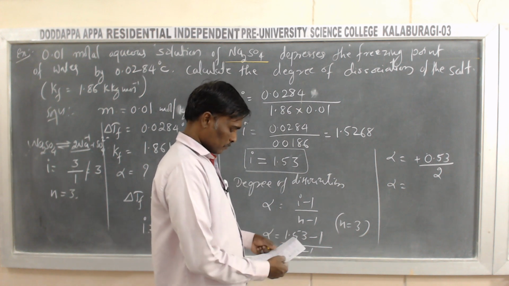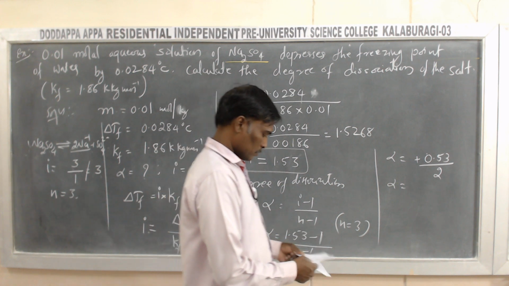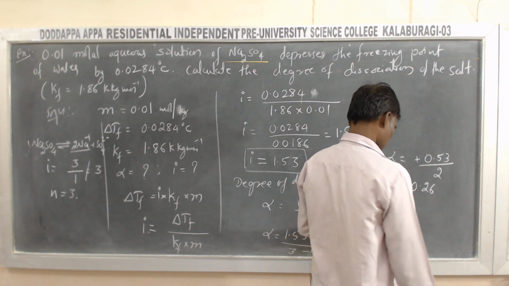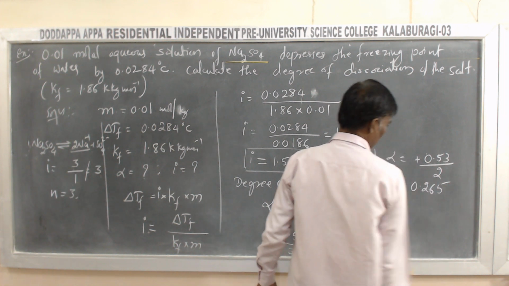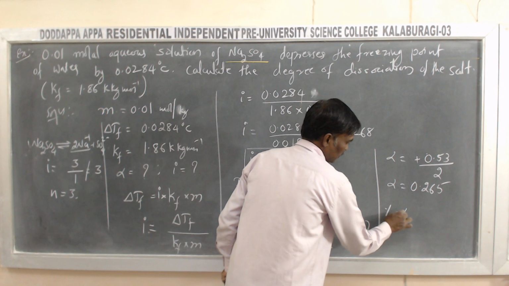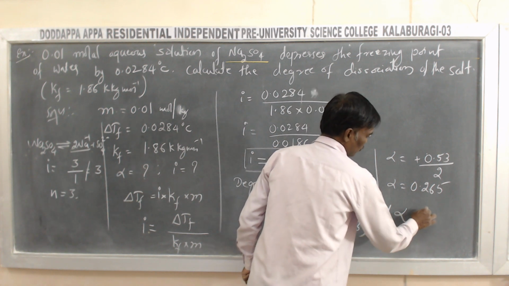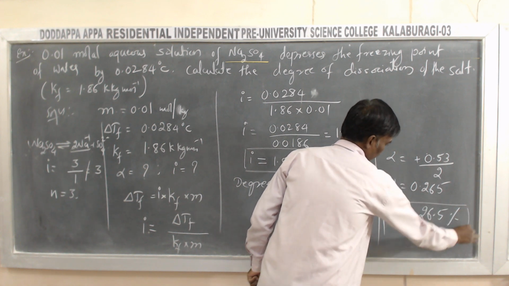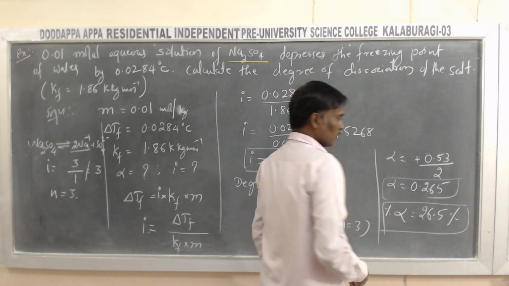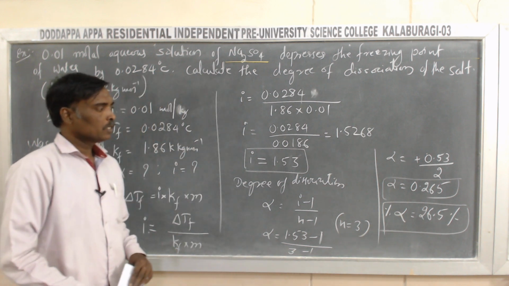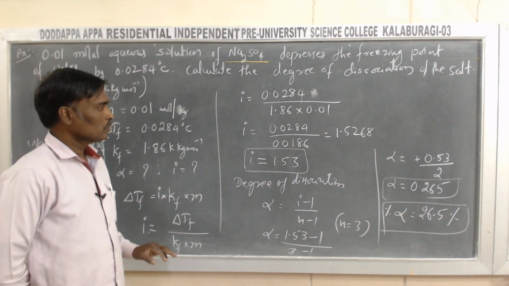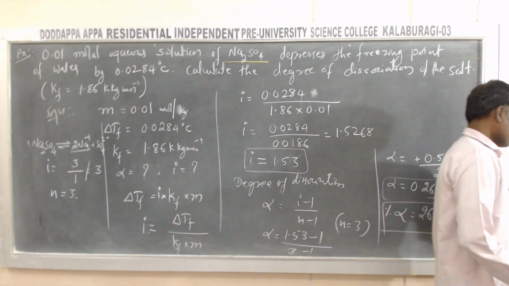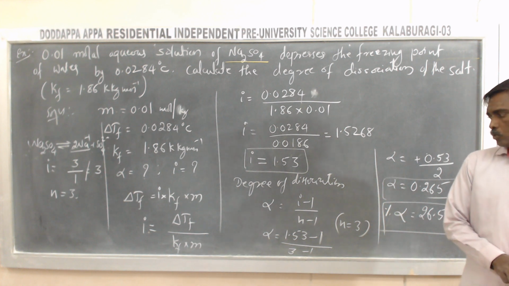So finally we get the answer: alpha is 0.265, or the percentage of alpha is 26.5%. So the degree of dissociation is 26.5%, meaning 26.5% gets dissociated, and the remaining is undissociated molecules.